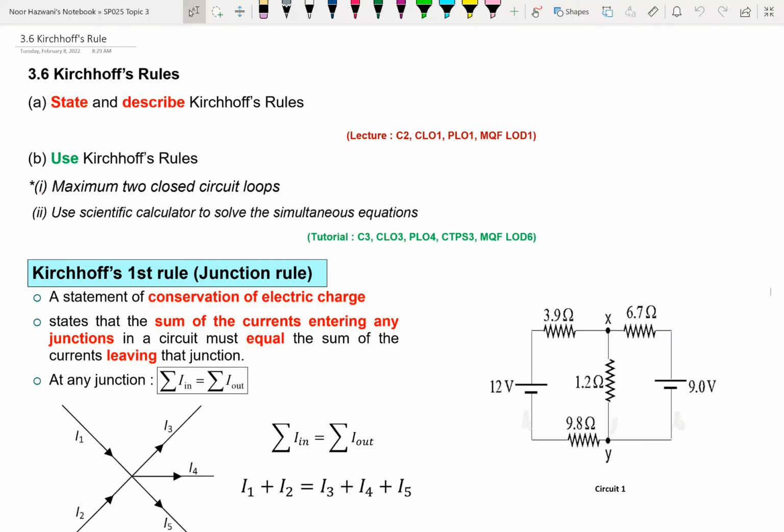So we will proceed to subtopic 3.6, which is Kirchhoff rules. The learning outcome for Kirchhoff rules is, first, state and describe Kirchhoff rules, and second, use Kirchhoff rules. Here we are going to use only a maximum of 2 closed circuit loops, and we are going to use a scientific calculator to solve the simultaneous equations for 3 unknowns. Yang ni I akan bagi tahulah lebih terperinci.